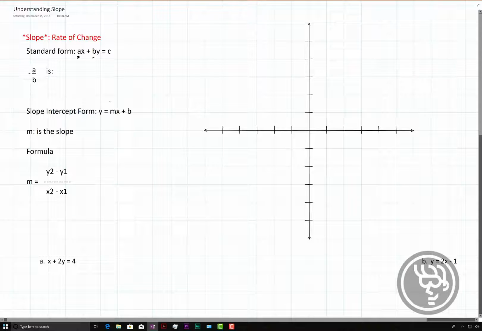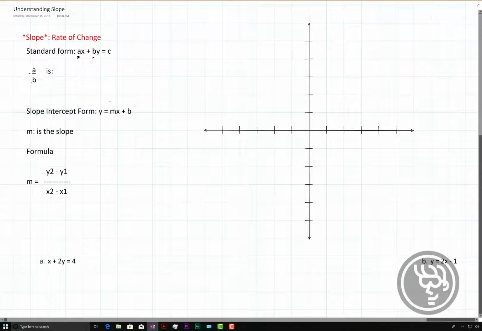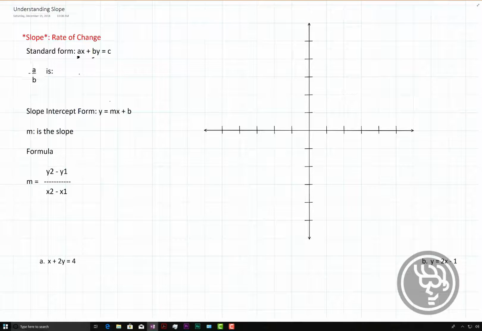So your slope is whatever this value is, negative a over b, and if one of them is negative, this whole formula becomes positive a over b. We'll go through some examples of that so you can see how this can help you when you're doing some problems. We're going to go over some practice problems.